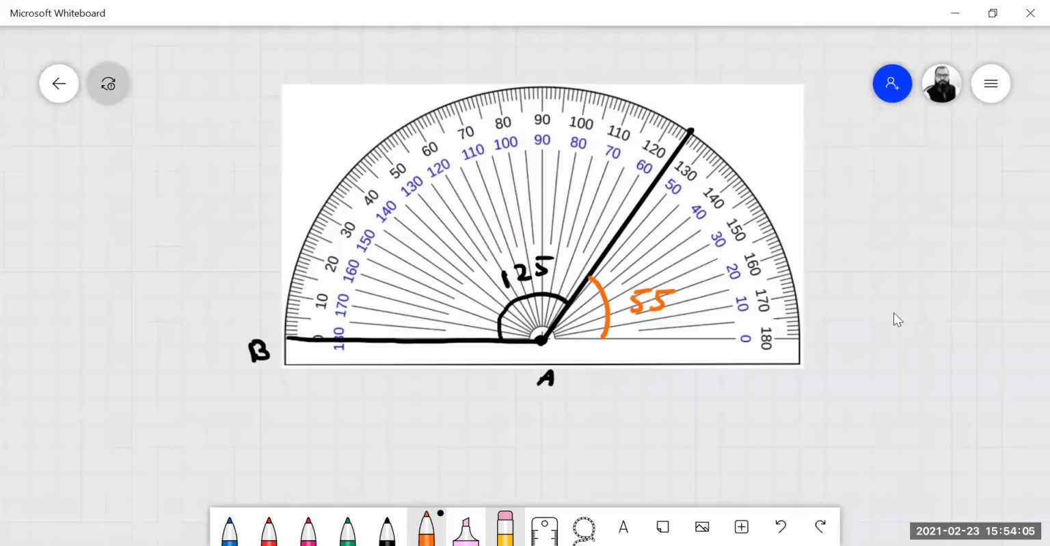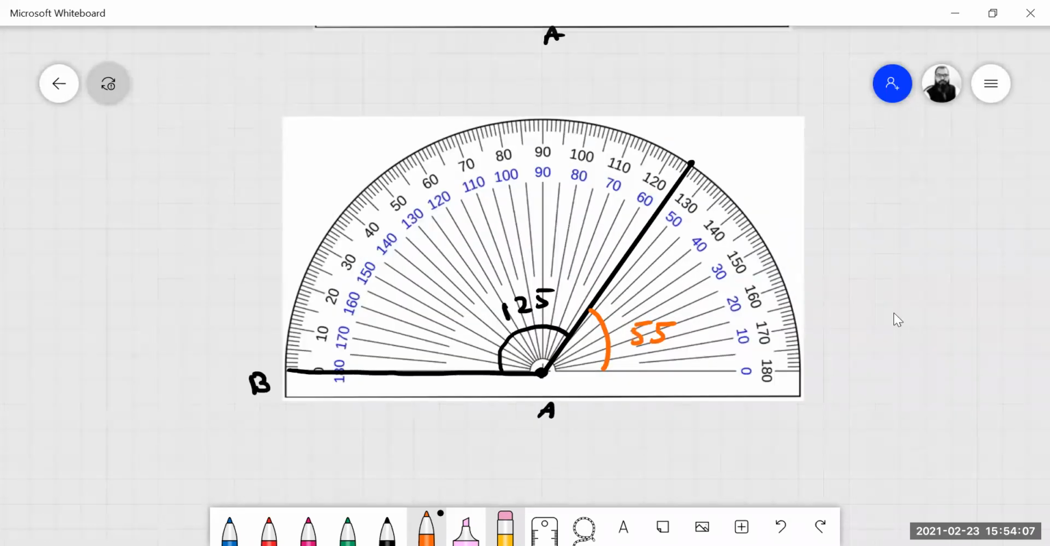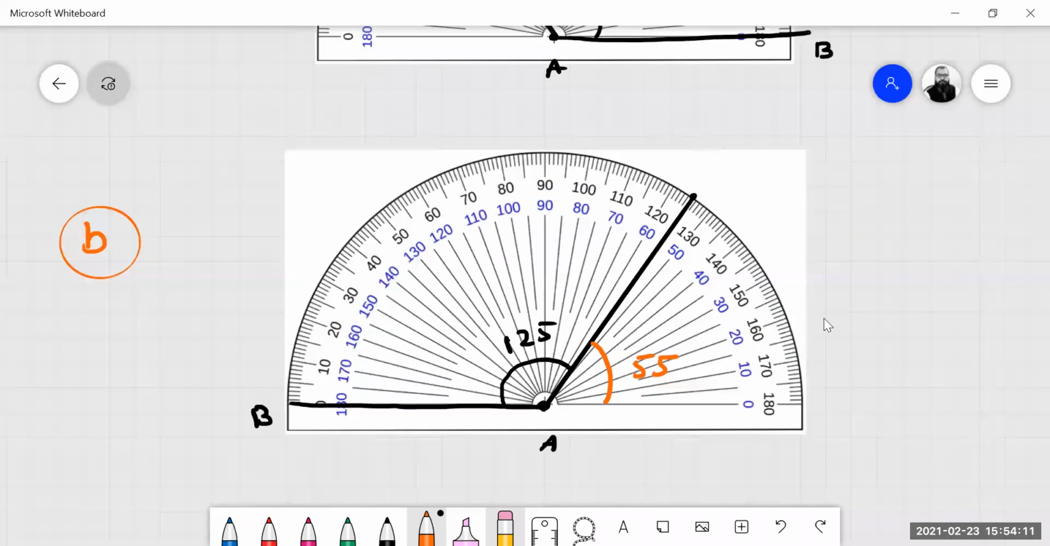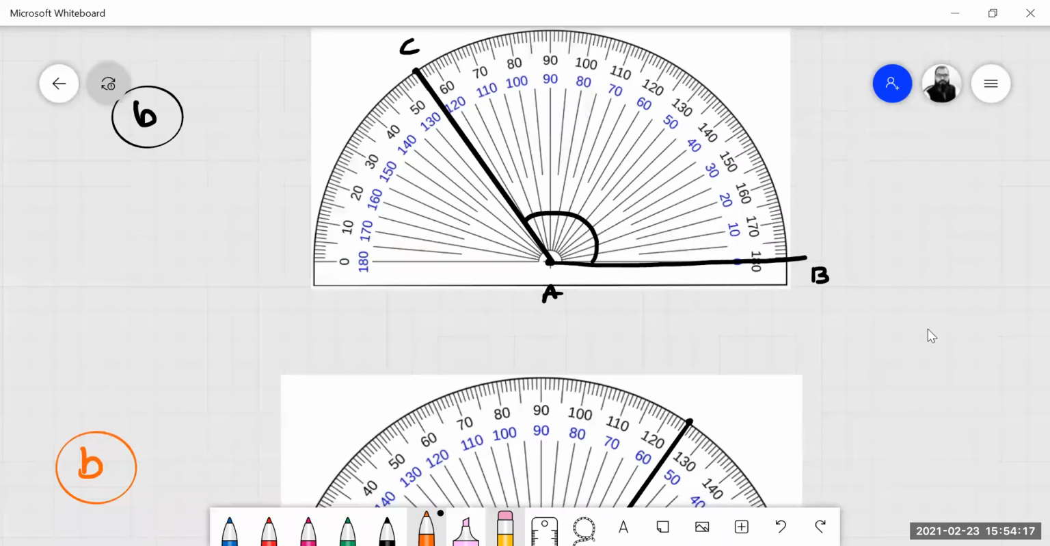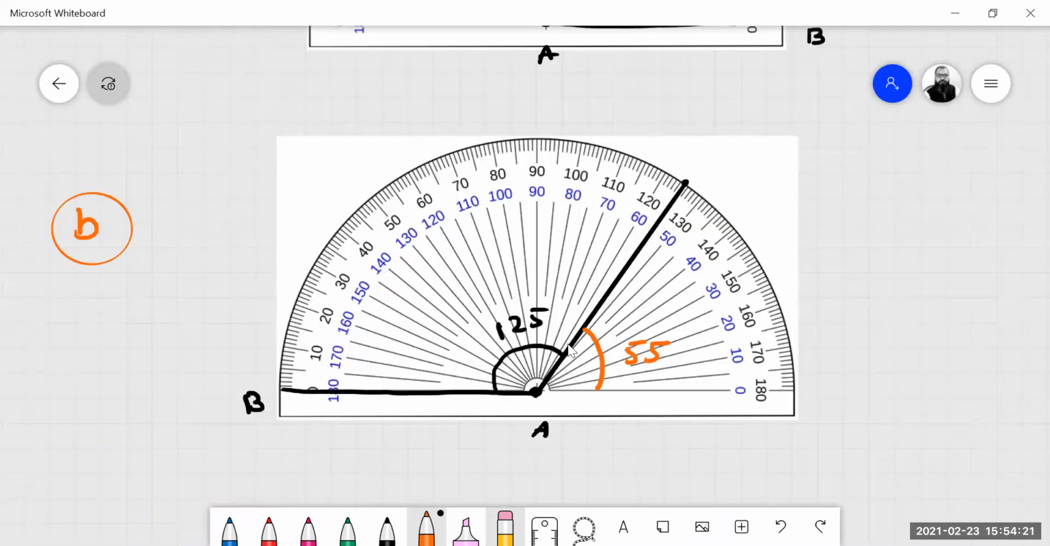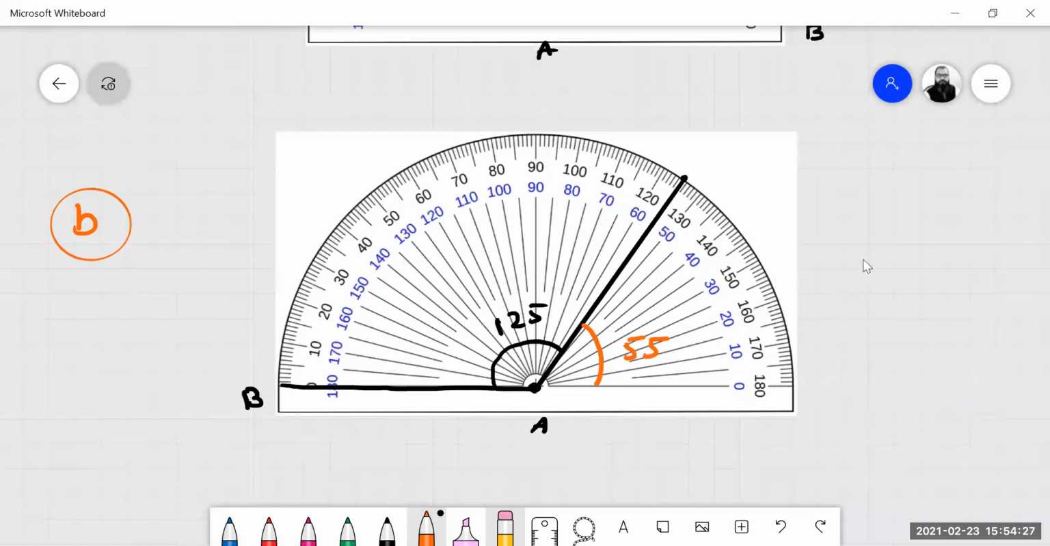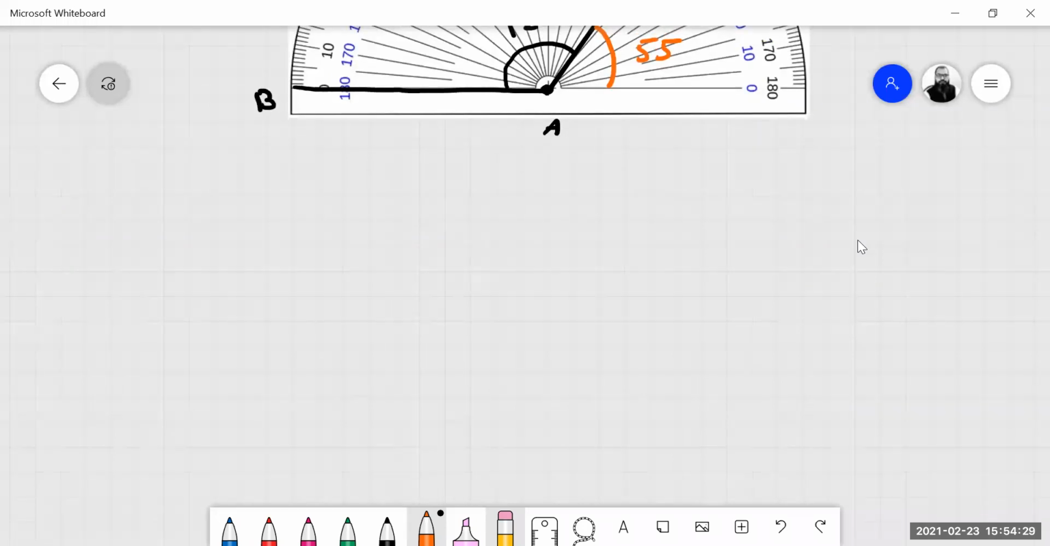Now this is the B part. In two ways you can draw. If you are starting from here to here, this will be 125. If you are starting from the other side, from left to right, this will be 125. Both sides are the angles. I understood today's lesson.